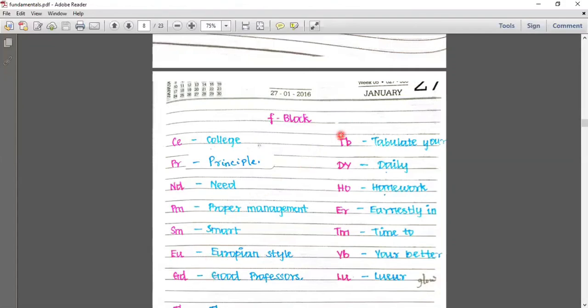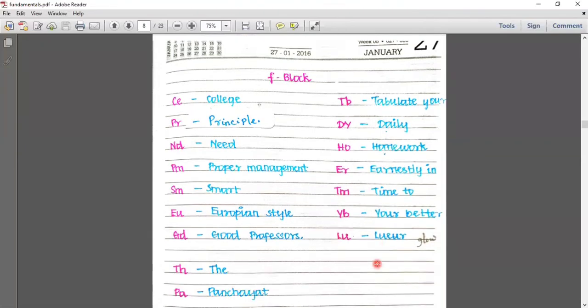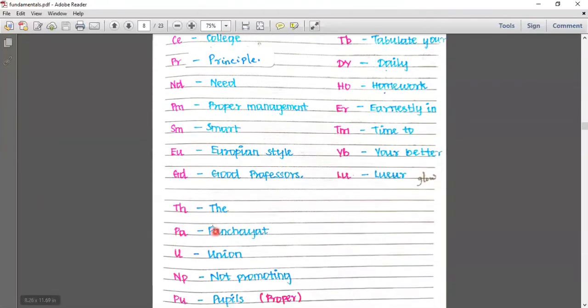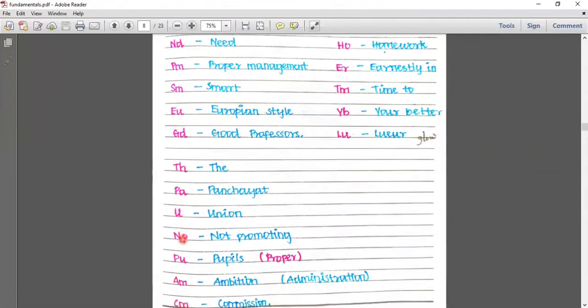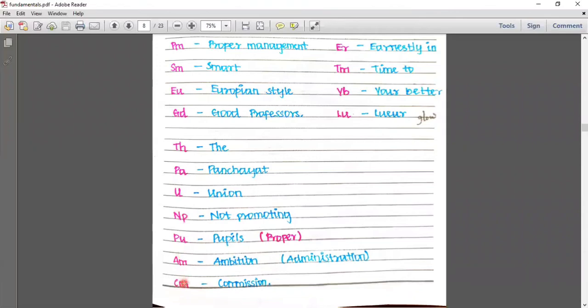Next, the 8th element in the 4F elements: terbium, dysprosium, holmium, erbium, thulium, ytterbium, lutetium. Tabulate your daily homework earnestly in time to your better luya. Luya means glow brightly; you will glow. Then TH thorium, protactinium, uranium, neptunium, plutonium, americium, curium. These are the first 7 elements in the 5F orbitals.